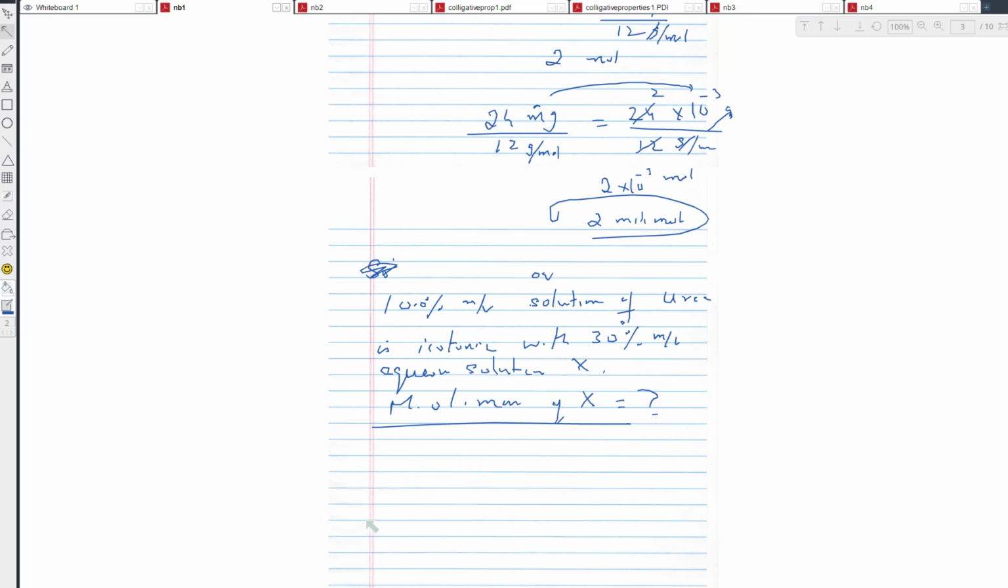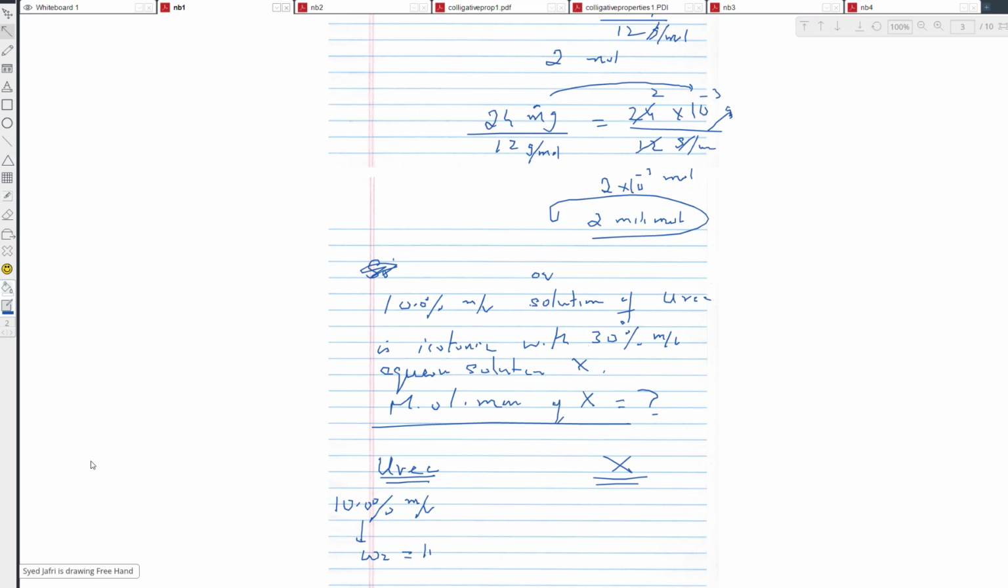Okay, let's see. If it's isotonic, then that means the osmotic pressure is the same. So if I figure out the osmotic pressure, I will get the data. You can write the data like this: urea solution, and I'm writing the unknown X separately. It is 10%, 10% mass by volume. What it means? 10 grams of urea in 100 ml of water.